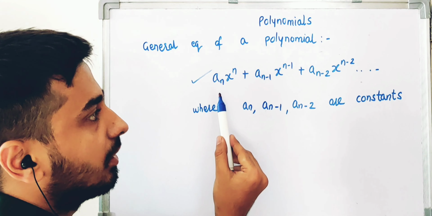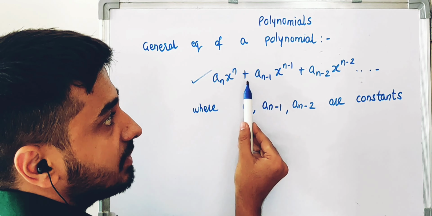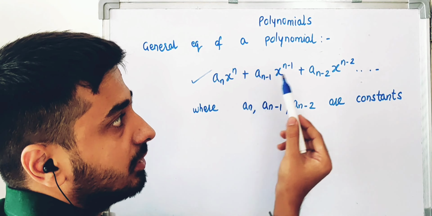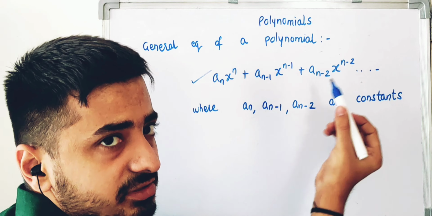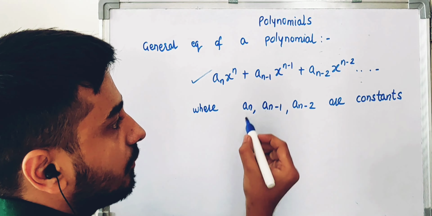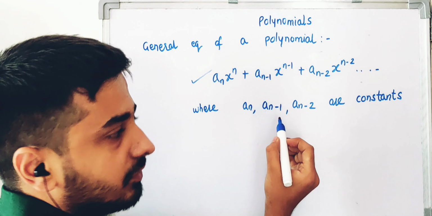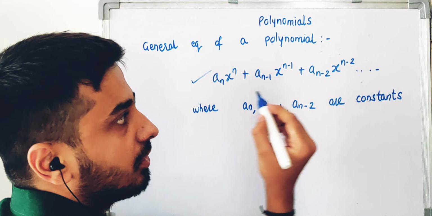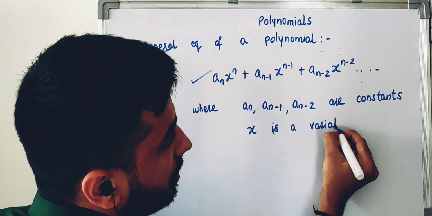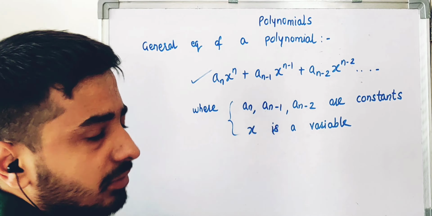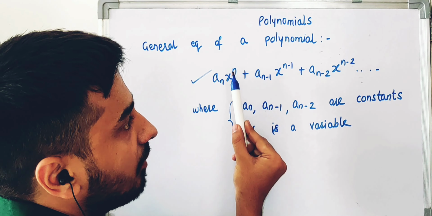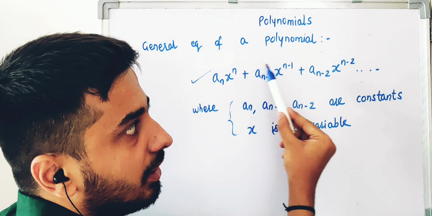So what is the general equation of a polynomial? a_n x to the power n plus a_(n-1) x to the power n minus 1 plus a_(n-2) x to the power n minus 2 and so on. This series is going to continue, where a_(n-1), a_(n-2) are constants and x is a variable having powers. Have you noted something important in this? See, the power of x is going on decreasing.